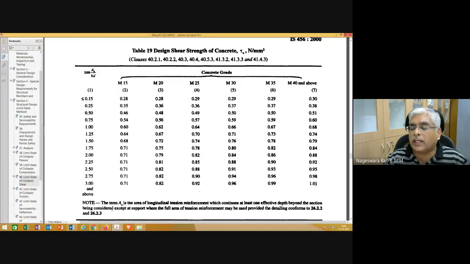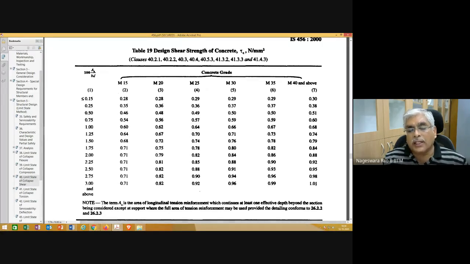Whatever steel you arrived at so far for flexure, it need not be the same everywhere along the length of the beam. Wherever bending moment is less, you can cut tail some amount of steel. But cut tailing doesn't mean that you immediately chop off some amount of steel beyond a section where it is not required. You need to ensure that sufficient anchorage is there. Otherwise, tensile steel is going to be pulled out. Those details we are going to look at a later stage.